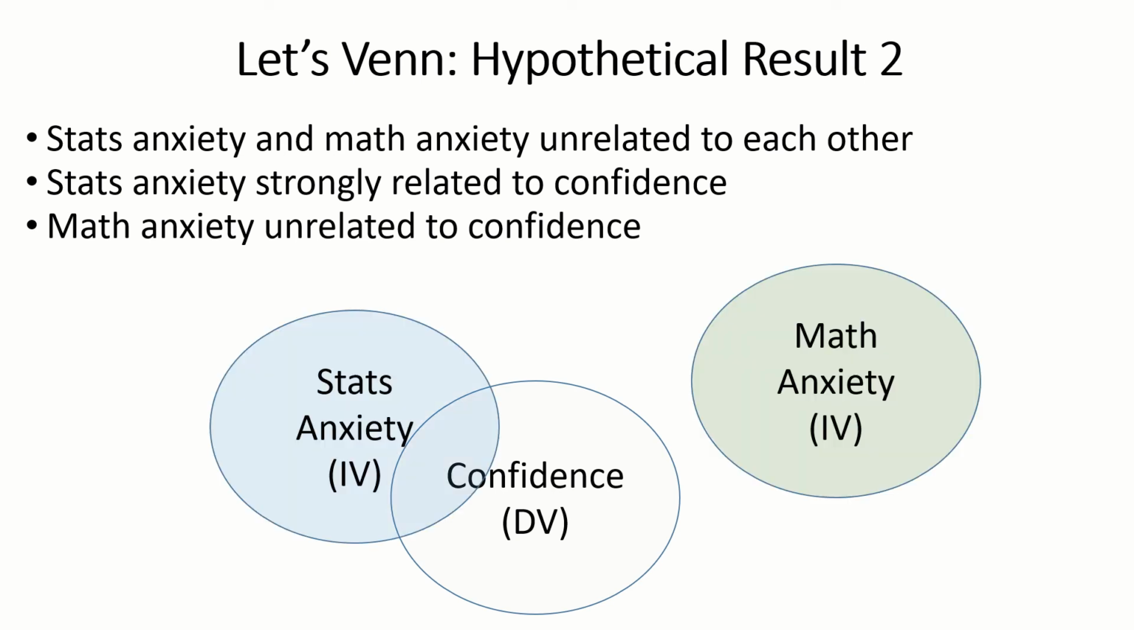So your Venn diagram should look something like this, where you have stats anxiety and math anxiety. There's no overlap because they are unrelated to each other, but stats anxiety is strongly related to confidence. So there should be quite a bit of overlap there. But math anxiety is unrelated to confidence.